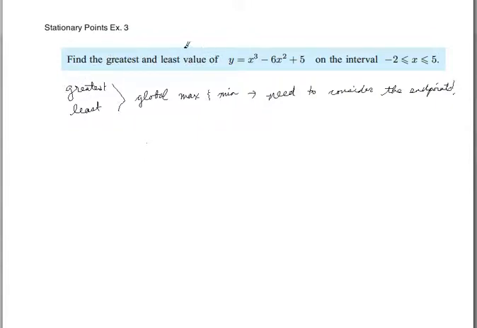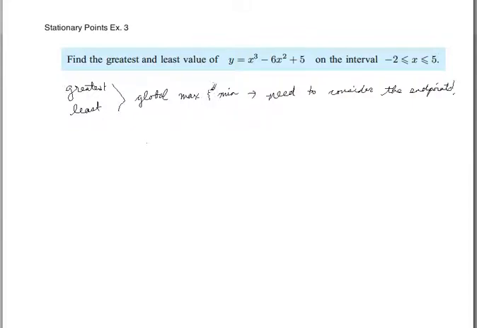Well, that looks like it's asking me for a maximum or minimum type question, but it's saying the greatest of all of the values, and the least of all of the values on this interval from negative 2 to 5. So we're going to have to find the global maximum and the global minimum. We do need to consider the endpoints in this case, because local maxima and minima can sometimes be global maxima or minima, but we still need to consider the endpoints.